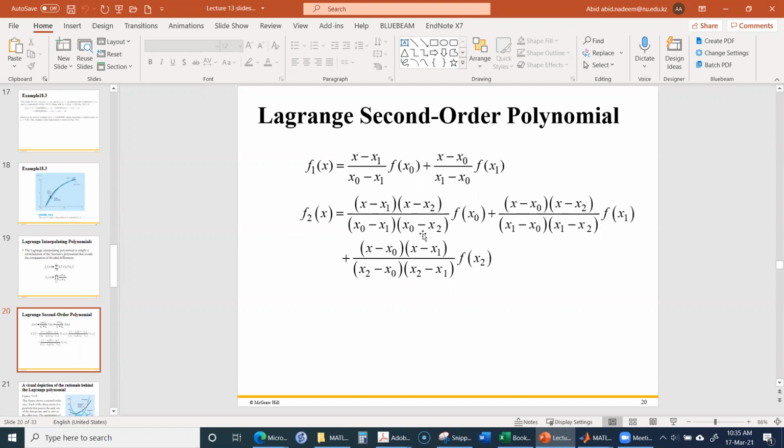Simply, we replace x with x0 in the denominator over here. Once you set up the numerator, then you can replace it with x0. With this in mind, maybe we can write it for f3 as well. For example, for f3 of x, how many terms will there be in the f3 of x?